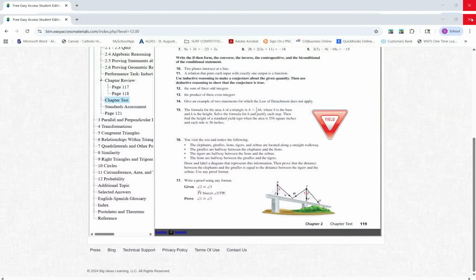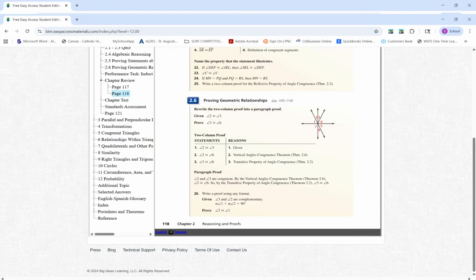All right, next problem. We had, let me look this thing up here. We had page 118, number 26. So go ahead and snip that.